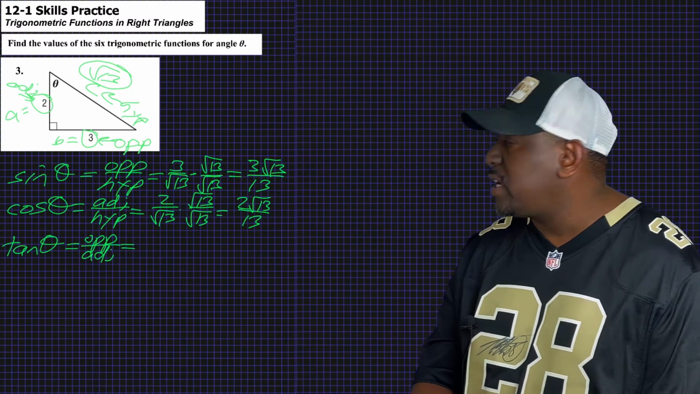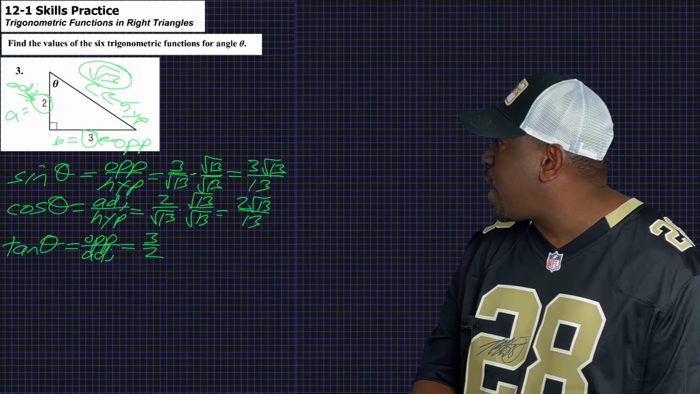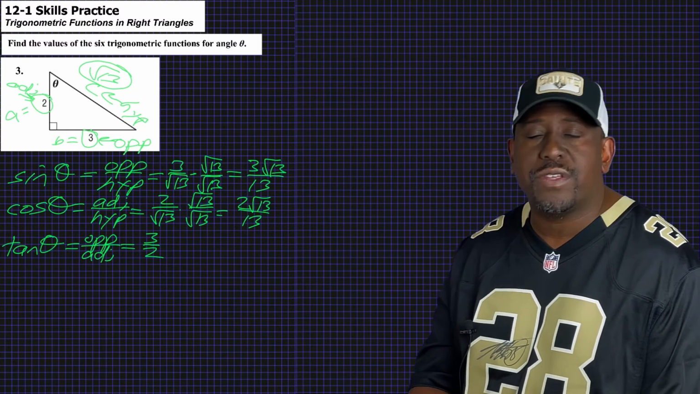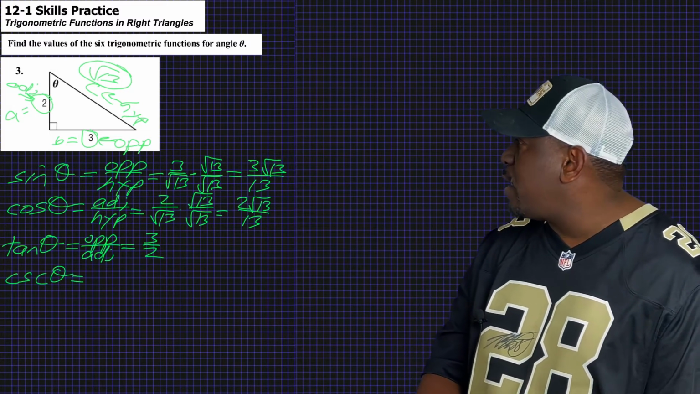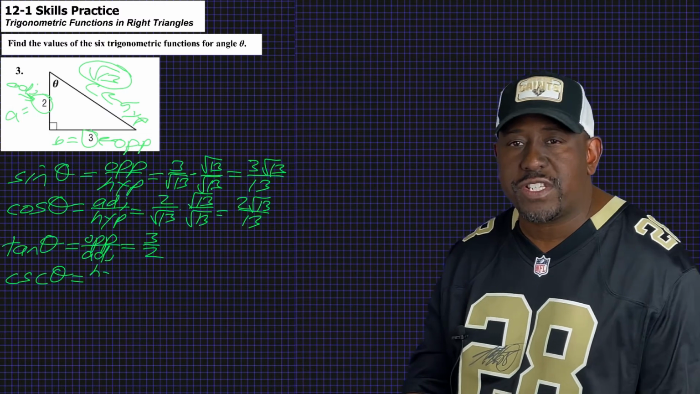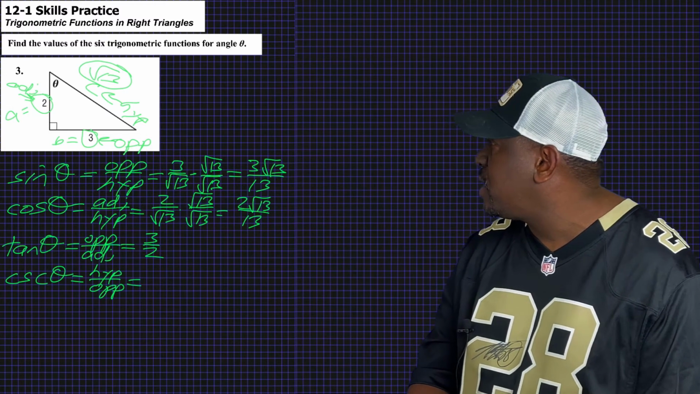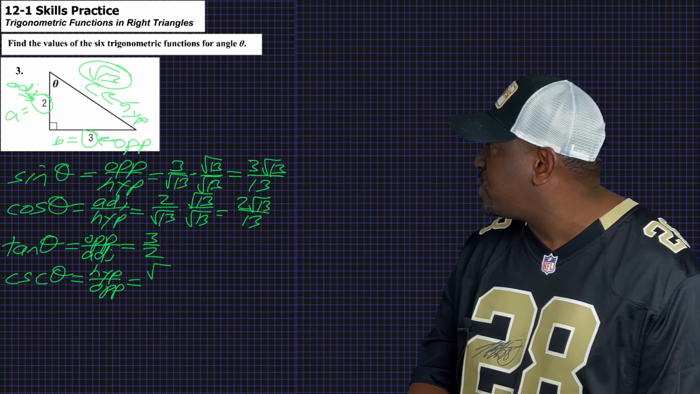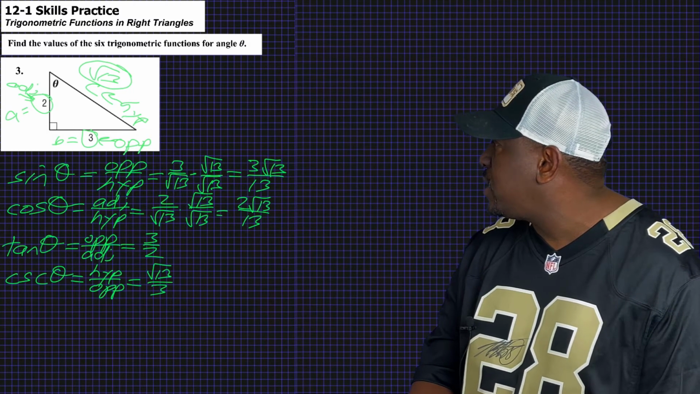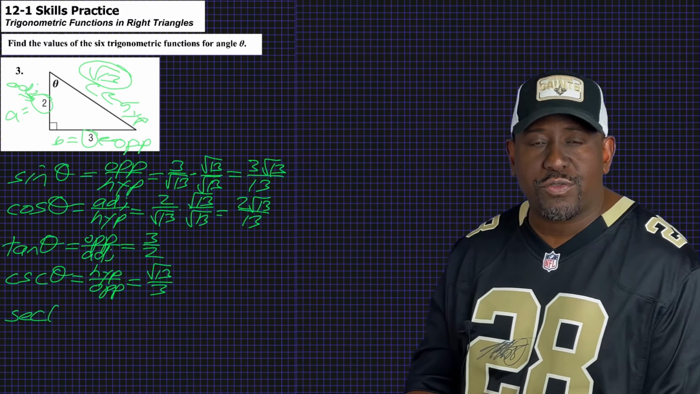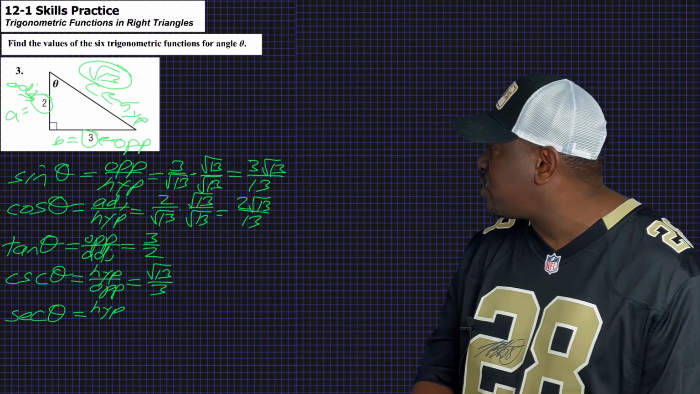So now for tangent theta, we have opposite over adjacent. Both of those are rational numbers, so we will end up with a value of 3/2, which cannot be reduced. So now we will do our inverse or reciprocals of the 3 original trigonometric functions. Cosecant is the inverse of sine, so we put hypotenuse over opposite. That will be the square root of 13 over 3. Since the denominator is 3, we can keep that as an answer.